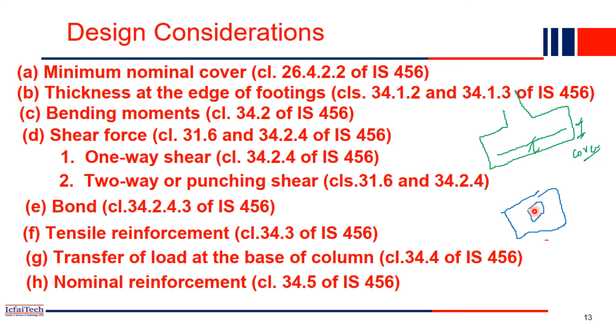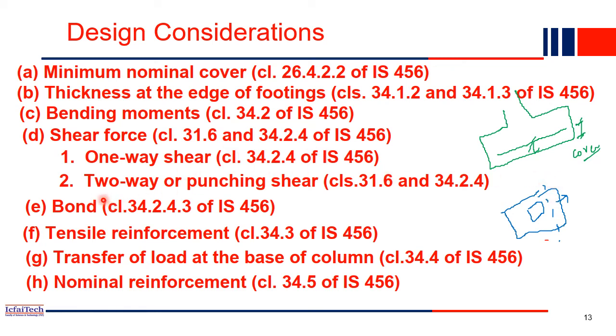Because of excessive load, the failure may happen about only one axis. So the failure may happen here: this portion may go down and this portion may go up and this entire portion may go down. This type of failure we call one-way shear failure. Only one side the failure happened. In that case, the shear force you will get from this clause number.